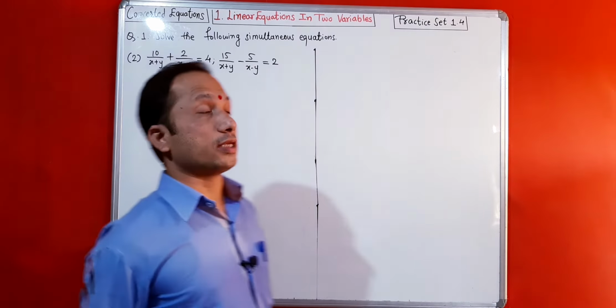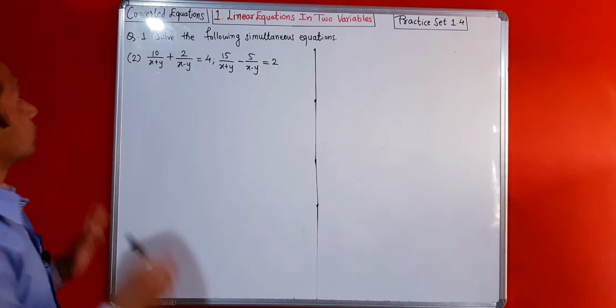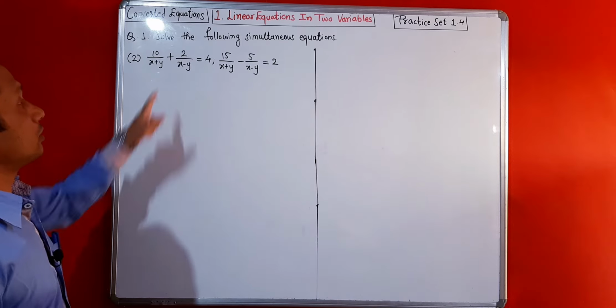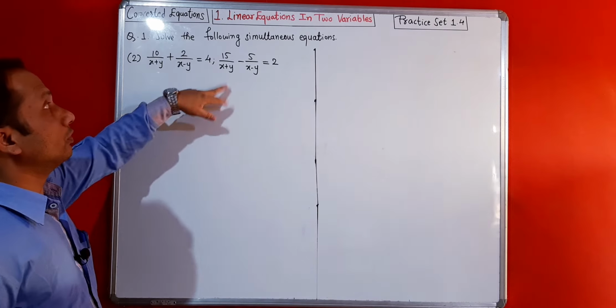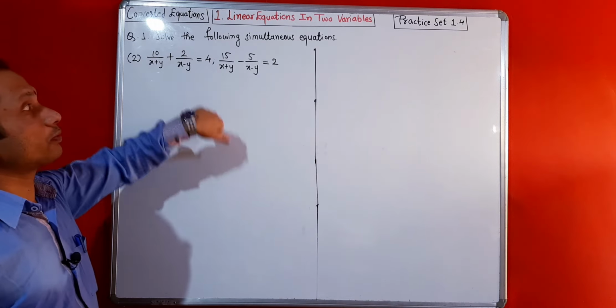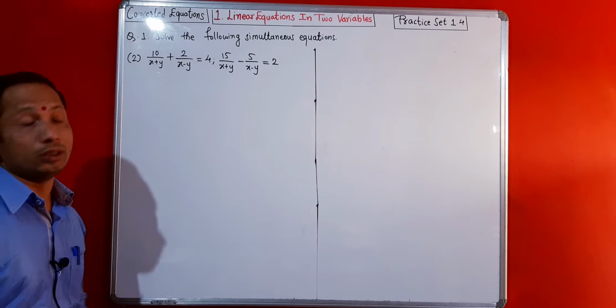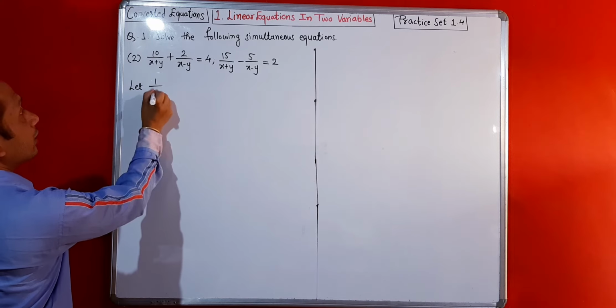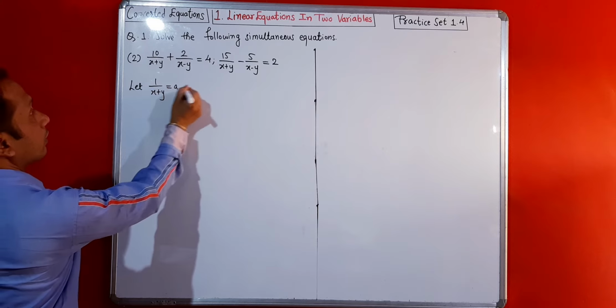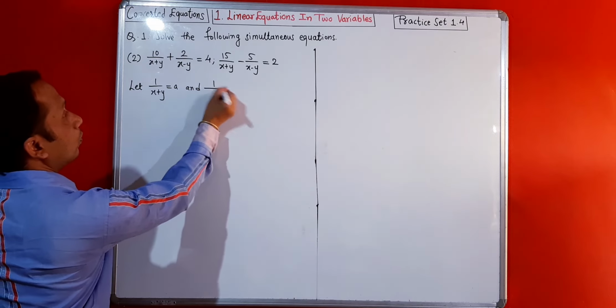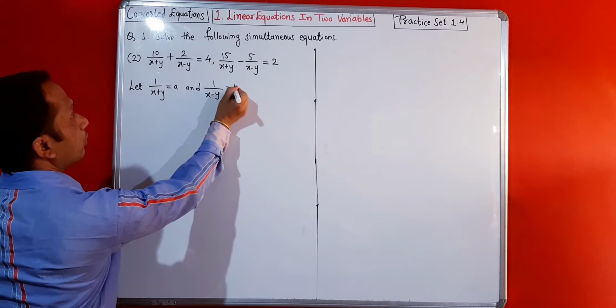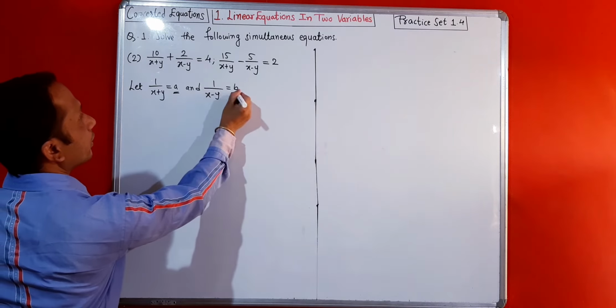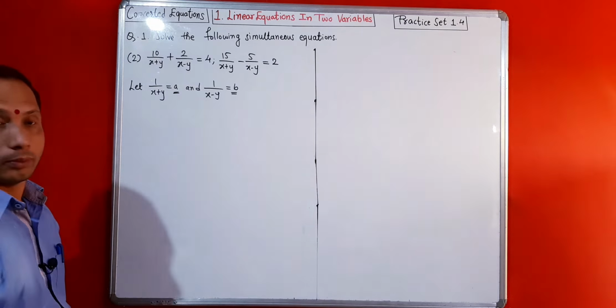Okay, we will solve the second equation. 10 upon x plus y plus 2 upon x minus y is equal to 4. 15 upon x plus y minus 5 upon x minus y is equal to 2. Let us consider 1 upon x plus y is equal to a, and 1 upon x minus y is equal to b. I have taken a and b; you can take any alphabet, m, n, p, q, whatever you want.